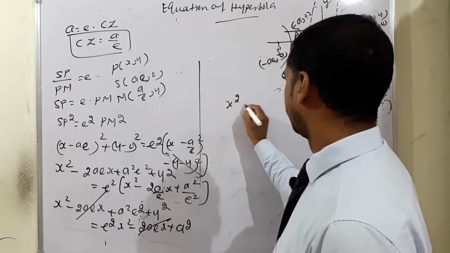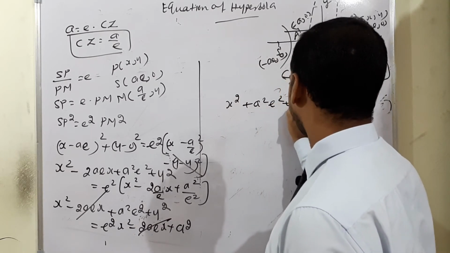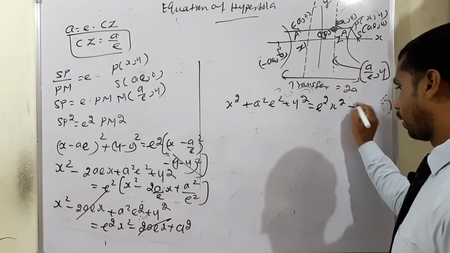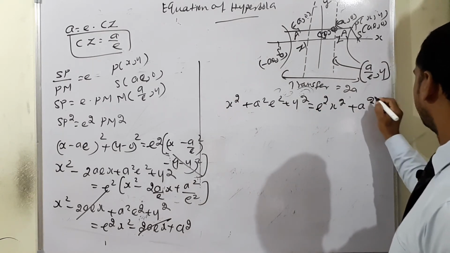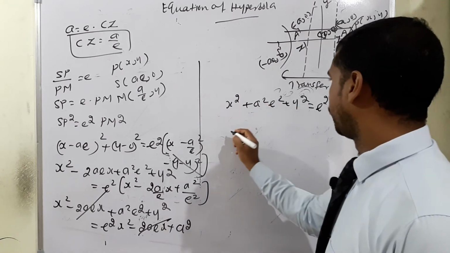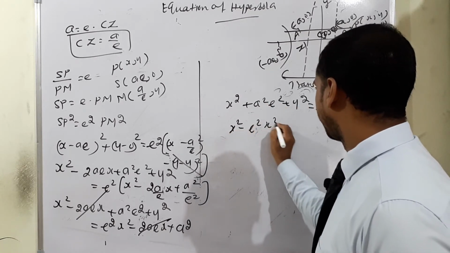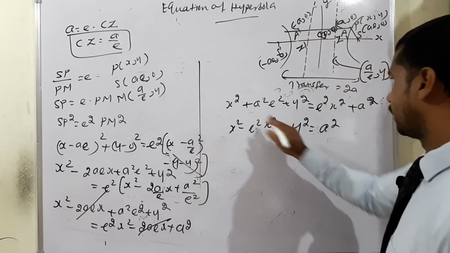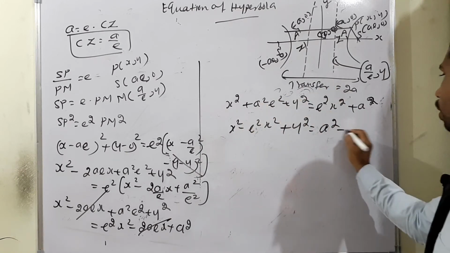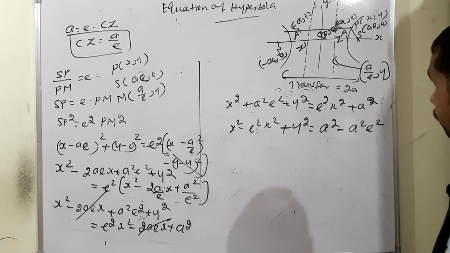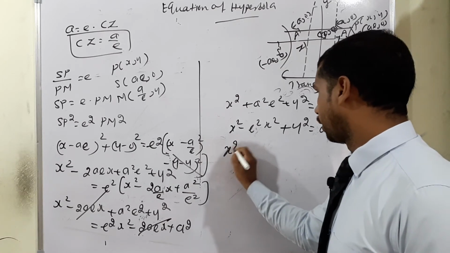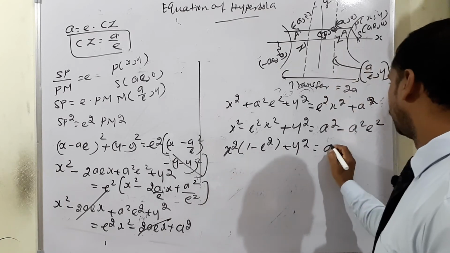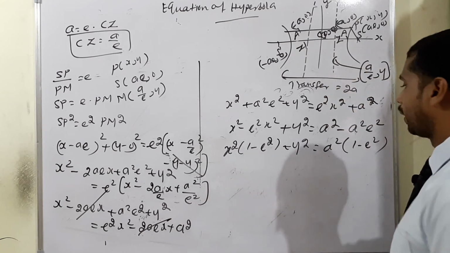x square plus a square e square plus y square is equal to opposite side e square x square plus a square. Now e square x square bring out opposite side means minus e square x square, then plus y square is equal to opposite side a square is there. Again plus a square e square bring out opposite side means minus e square minus a square e square. Again x square take common outside means 1 minus e square plus y square is equal to a square, take common outside means 1 minus e square.